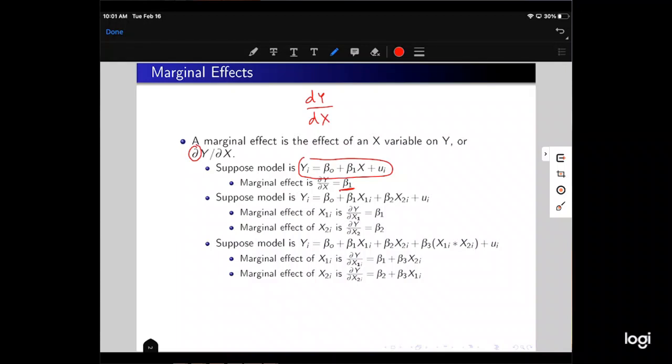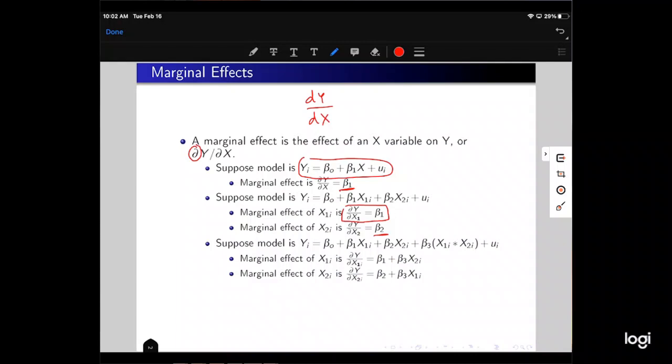Suppose our model has two variables, x1 and x2. The marginal effect is going to be the derivative, well, technically the partial derivative, of this function with respect to x1. And so the marginal effect of x1 is going to be beta 1 here, and the marginal effect of x2 is going to be beta 2. This gives you a sense of why we have to use partial derivatives, because sometimes we're going to be taking the derivative with respect to one variable, and other times with respect to other variables, holding each of the others constant.